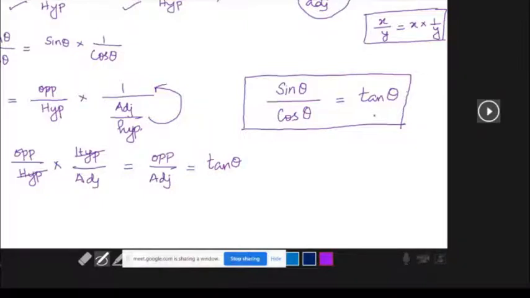Okay. So we got all these functions. Now these are the three direct functions. Now we have reciprocal functions. It is very easy to remember. Reciprocal means if it is x, then what is the reciprocal of x? 1 by x. So if it is sine theta, what will be the reciprocal? 1 by sine theta.